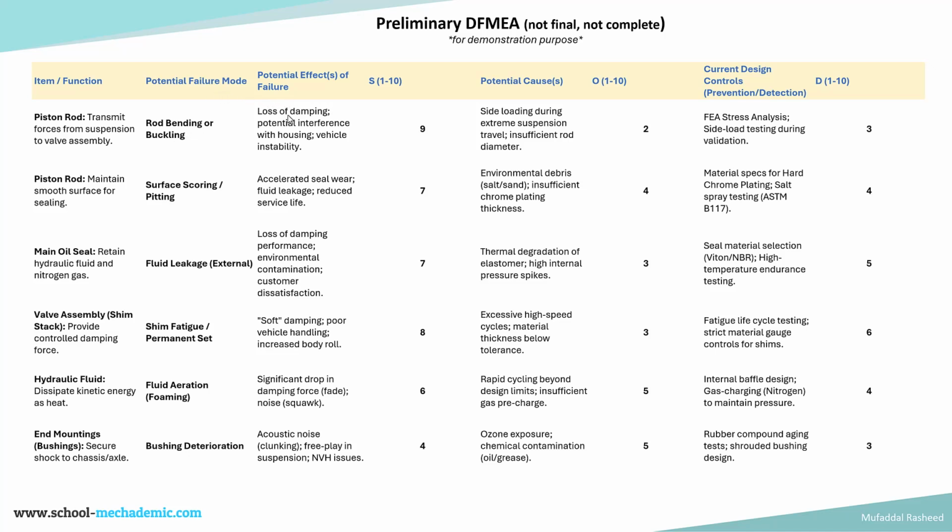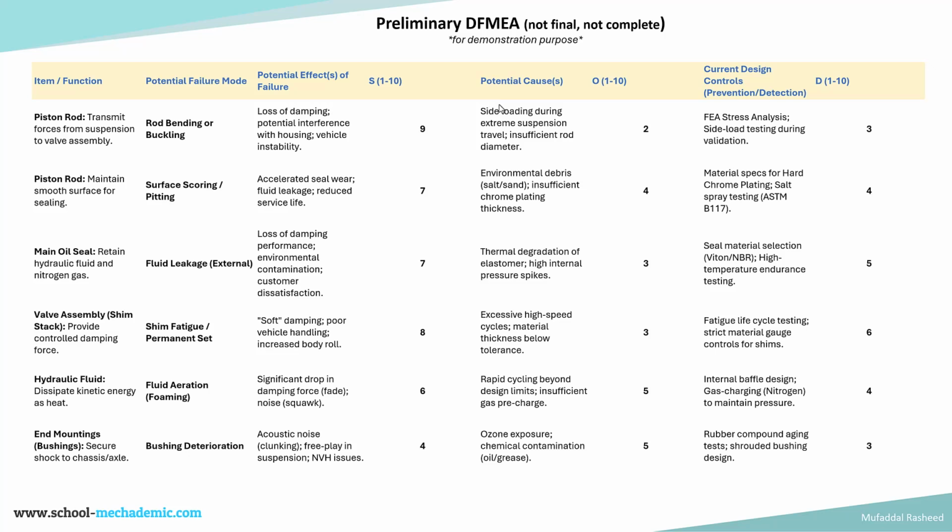What is the effect? The effect of the bending of the rod will cause loss of damping and potential interference with the housing and vehicle instability. So if, let's say, the damper is operating and the rod bends or buckles, we have a loss of damping, we have a potential interference with the housing or interference with the interfacing parts.